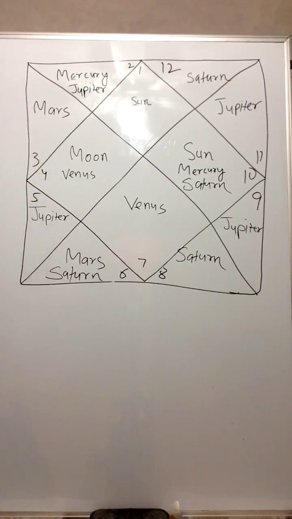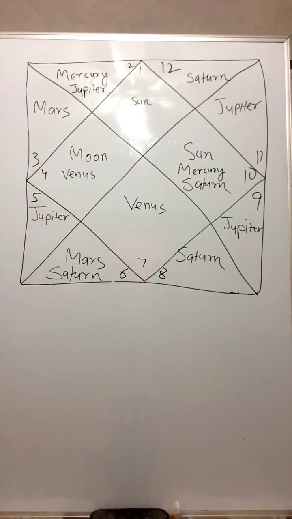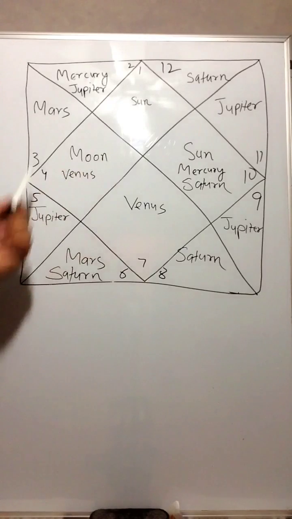Mars. Mars is what? Mars is a fighter, is a soldier, and it is sitting in this house. Third house is the house of courage. That's why it is here. Fourth house is the mother of mother.